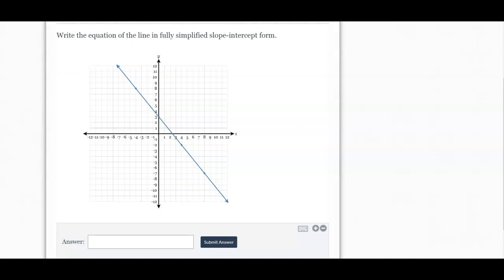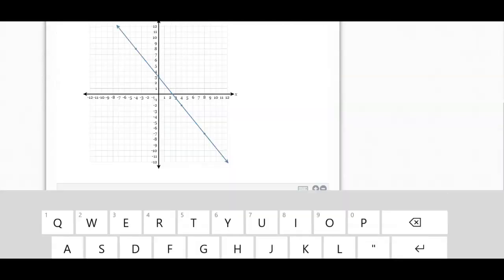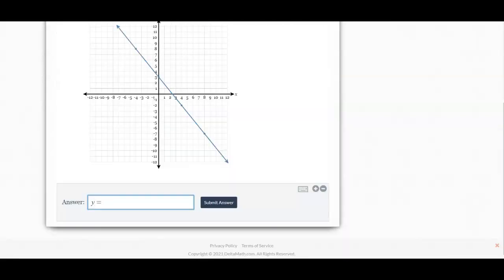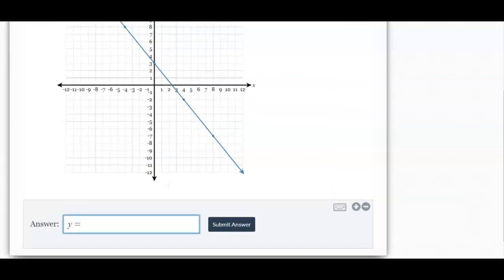Now back to Delta Math. Let's do a couple of example problems where we write the equation of a line. We're going to always start by writing y equals in the box because that's what the slope-intercept formula says. Y equals mx plus b. And then we're going to find the slope. They put some points on here for us to help us find the slope.